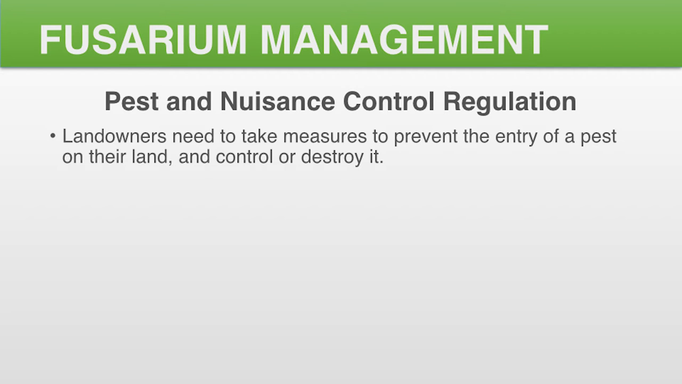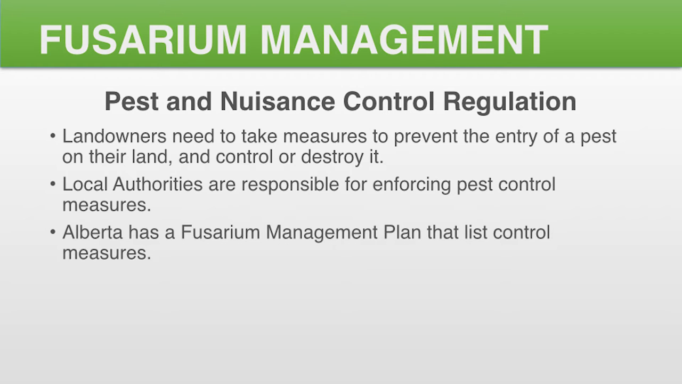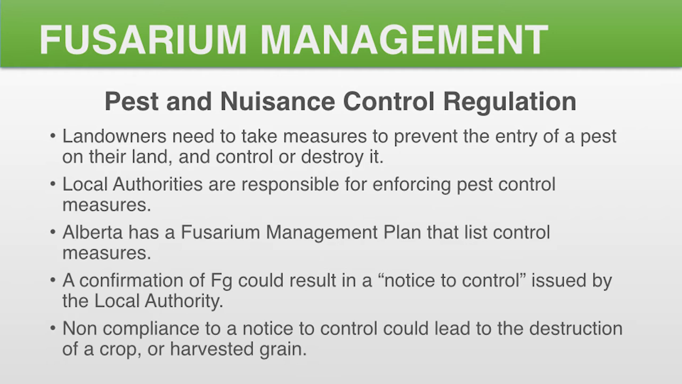In addition, a number of other control regulations are specified in the Act and the regulations that indicate what's to be done about this pest. Landowners and occupants have certain responsibilities to prevent the entry and spread of pests and destroy them if they're found. Local authorities in each municipality are responsible for enforcing pest control measures, which are listed in the Fusarium Management Plan. And confirmation of Fusarium graminearum could result in a notice to control or a control notice issued by the local authority. In the case of non-compliance, the Act gives the inspector authority to destroy a crop or harvested grain.